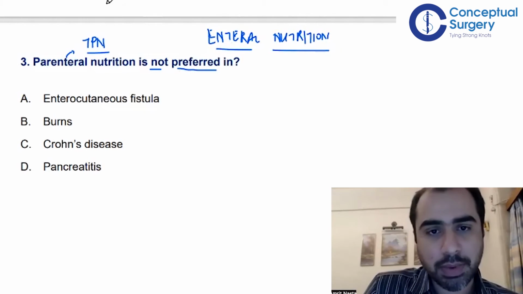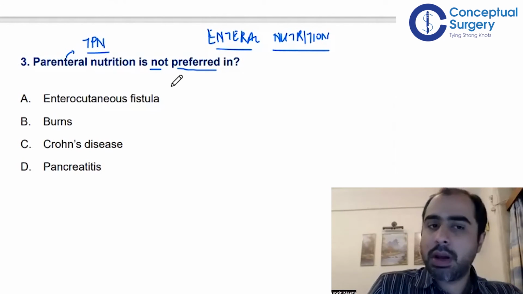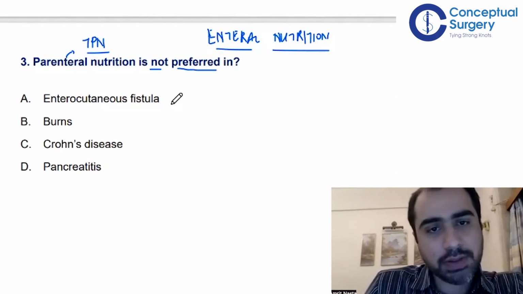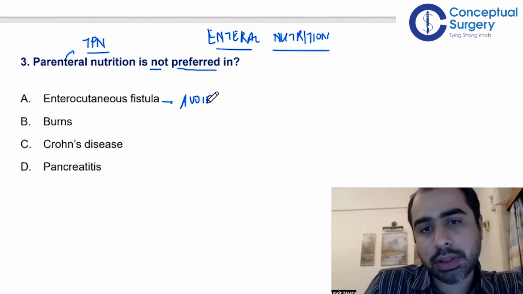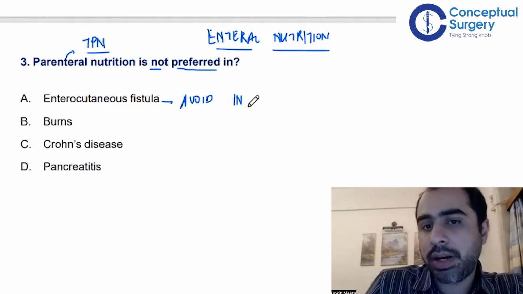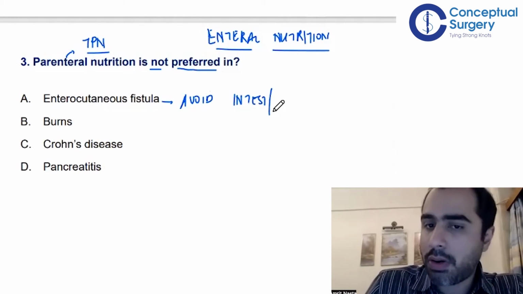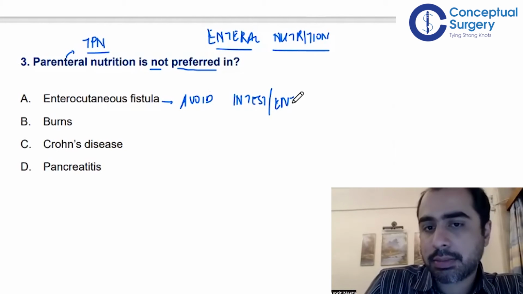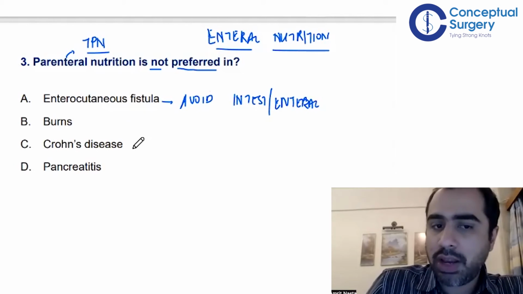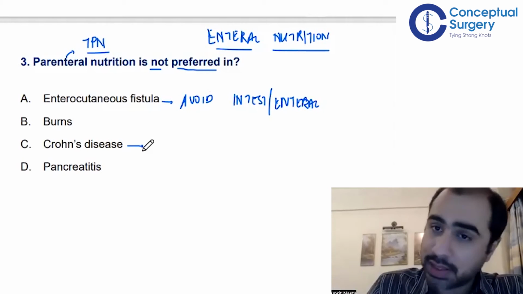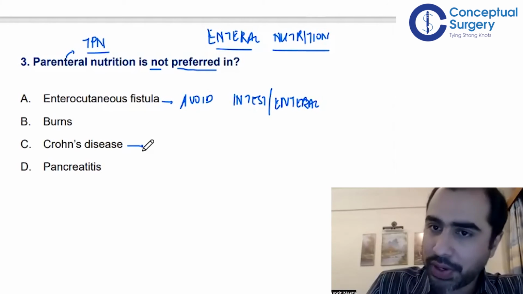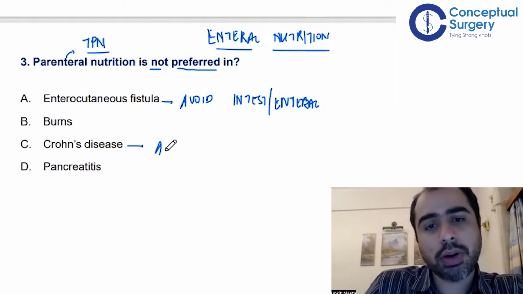Some people have answered burns. Okay. In enterocutaneous fistula, of course, you would avoid using the intestines because it's an intestinal disease. So avoid enteral, so you will prefer parenteral. Same holds good even for Crohn's disease where there is a lot of hypoabsorption if the disease is flared up too much. If you want to give some rest to the intestine, you would avoid enteral.